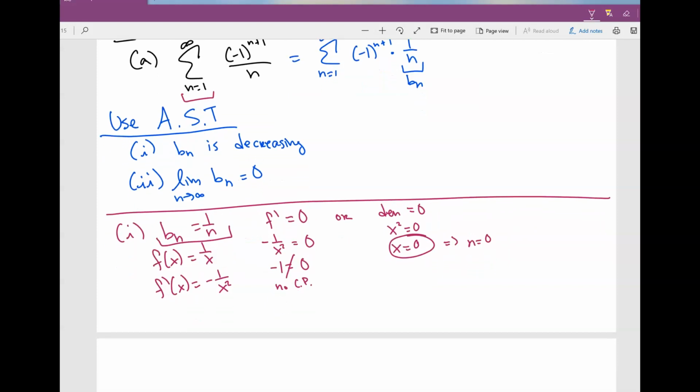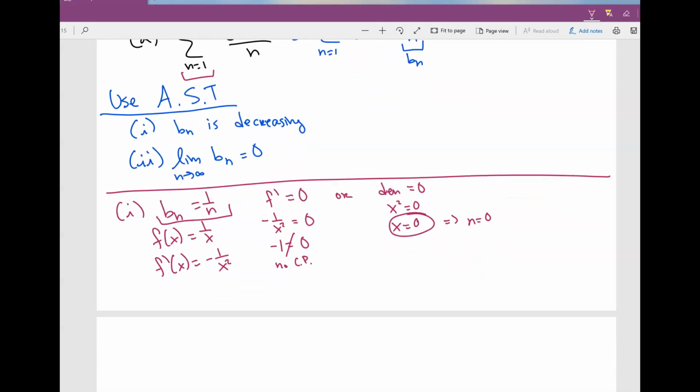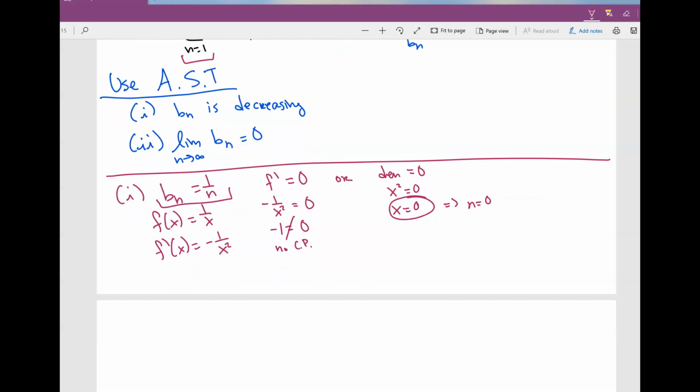So does that mean that there's no critical points? Well, yes, there's no critical points, but we haven't learned anything. How do we know if something is decreasing? Well, if this first derivative is negative, then we know that the function is decreasing. So if you look here, the first derivative is equal to -1 over x squared.